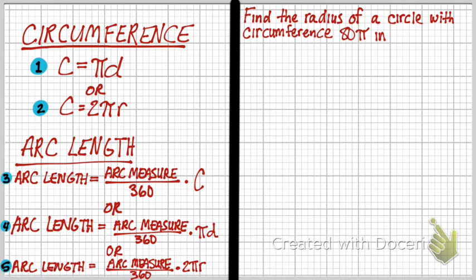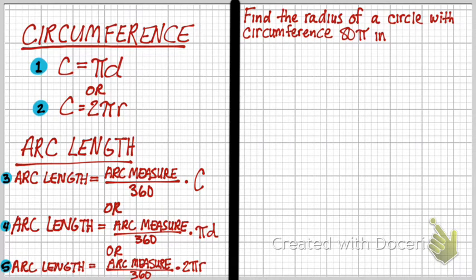For arc length, there's also only one formula, but I have three listed here, number 3, 4, and 5, and all of them are the same. In number 3, you're multiplying by the circumference. In number 4, you're also multiplying by the circumference, but we're using the version of the circumference that is pi times diameter. And in number 5, you're also multiplying by the circumference, but you're using the form of the circumference formula in number 2, which is 2 times pi times radius.